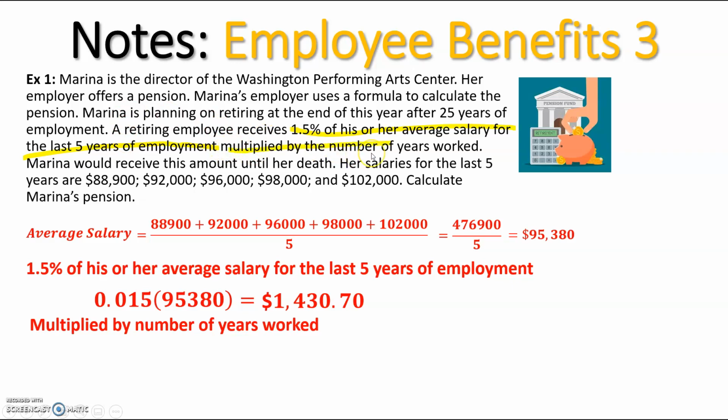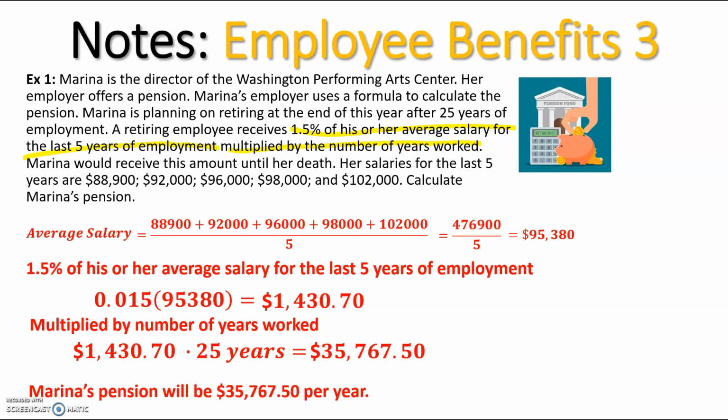We also see that it says in the problem that this formula will also multiply that value by the number of years worked. So we're going to take this $1,430.70 and multiply it by the 25 years that she worked for the company, giving us $35,767.50. So Marina's pension will be that amount, $35,767.50 per year from the moment she retires until she passes.